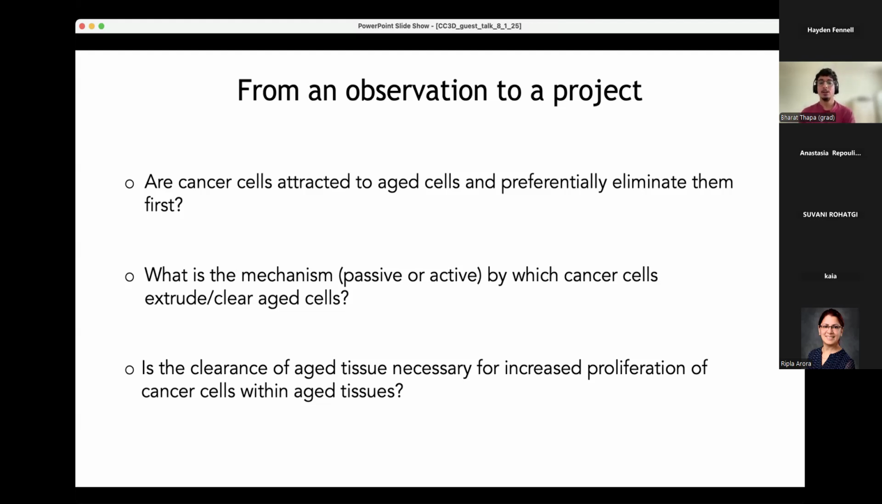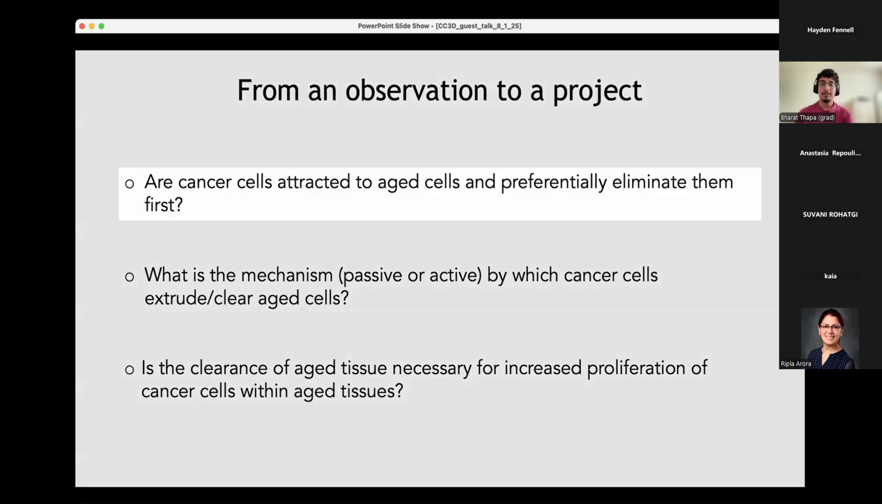And then the third, which I feel is one of the most important reasons why I wanted to work on this project, is: is it really the case that cancer cells remove the aged cells to create space for them, and that is necessary for the increased proliferation of cancer cells in aged tissues? Because that's what we see, right? In aged tissues, we see this increase in cancer proliferation. And that would be a loop back to the statistics, where we saw that in elderly women there is higher proliferation, higher incidence of cancer. And I thought that would perhaps explain it all.